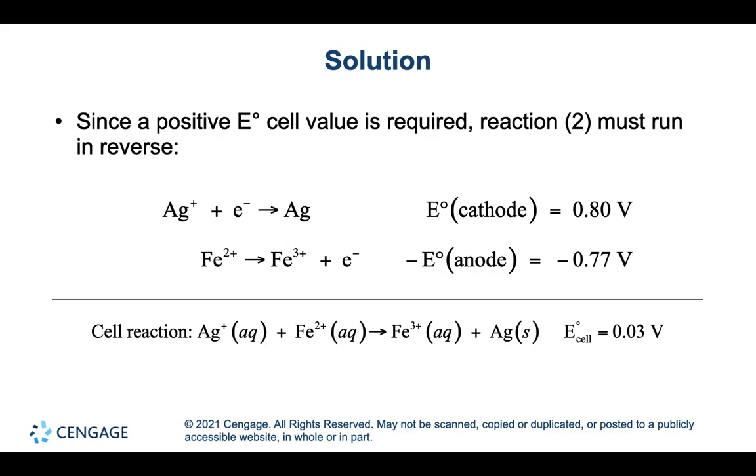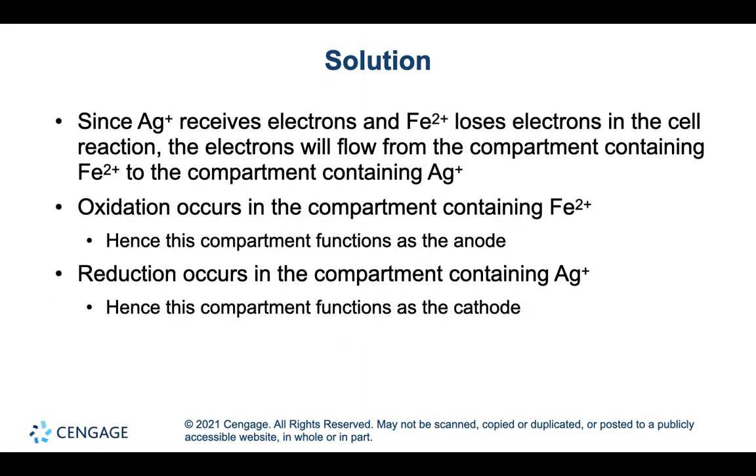Silver gets to be the cathode, iron gets to be the anode. So your cell reaction would be Ag+ plus Fe2+ makes Fe3+ plus Ag. E naught is 0.80 minus 0.77, 0.03 volts. Silver is going to receive electrons in order to be the reduction cathode. Iron is going to lose electrons to be the oxidation anode. So electrons will flow from the compartment that has iron to the compartment that has silver.